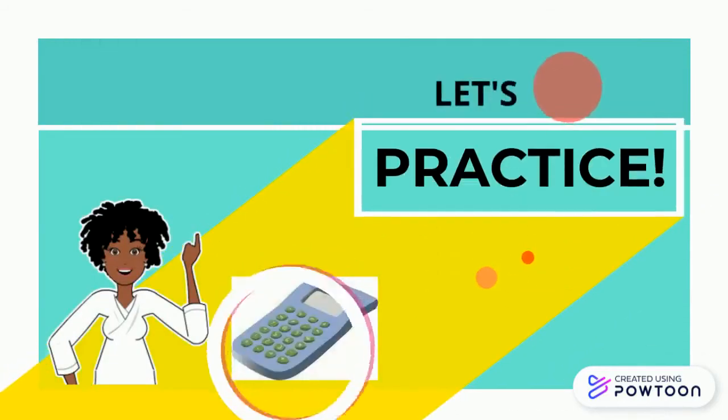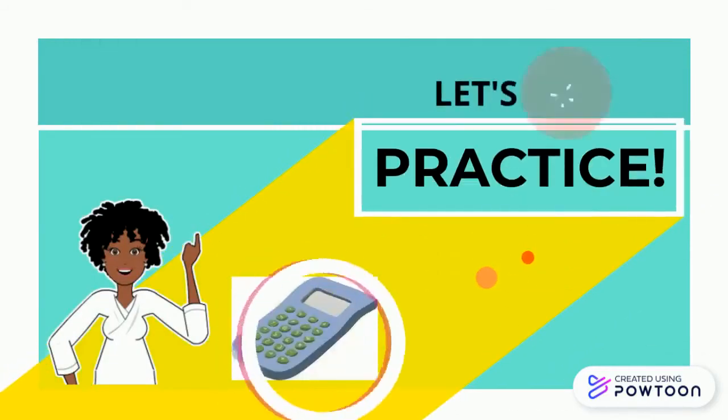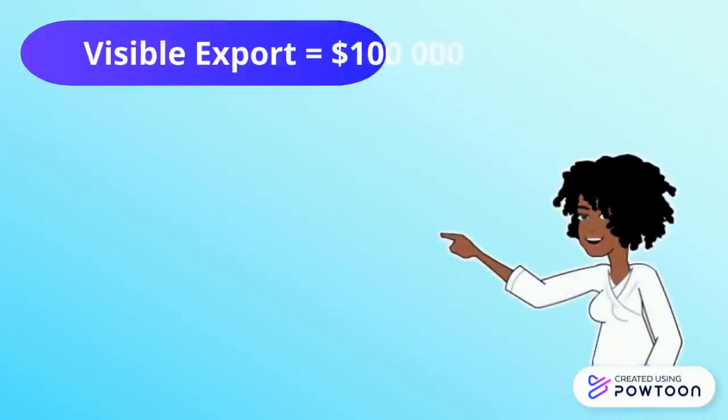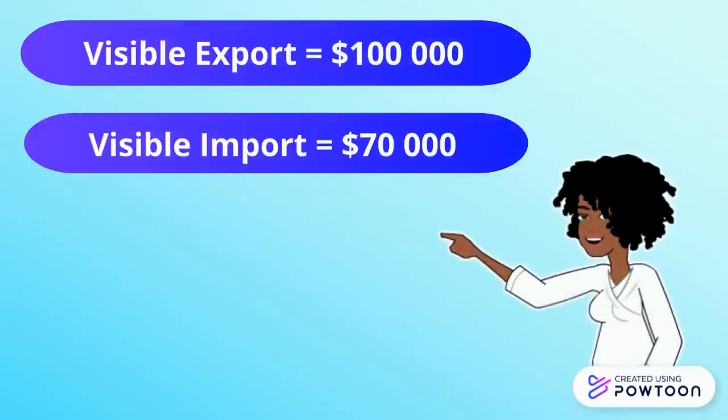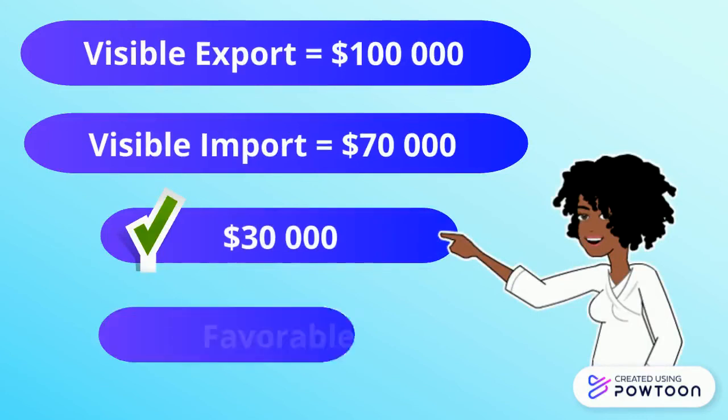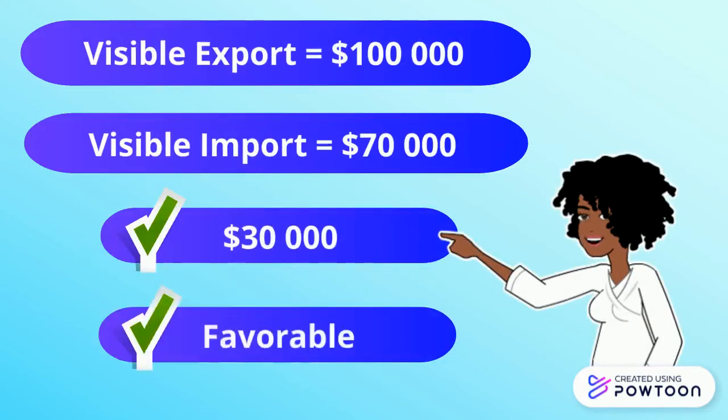So let's practice. You're going to need a calculator. Let's suppose our visible exports were $100,000 and our visible import was $70,000. What would our balance of trade be? Of course, $30,000 surplus, and that means our balance will be favorable.